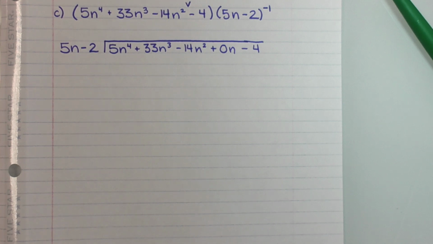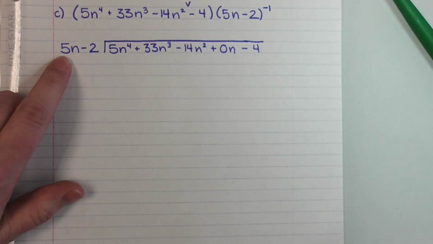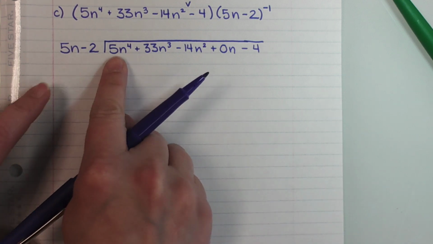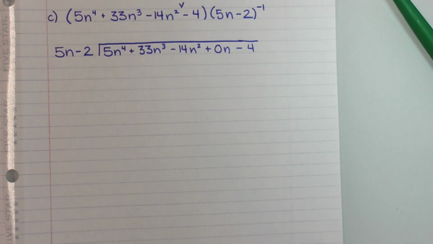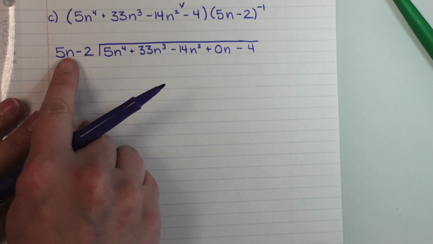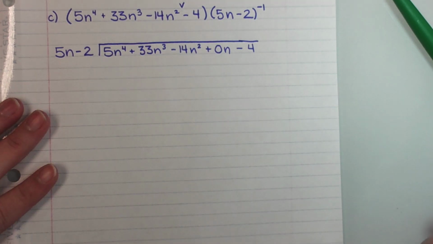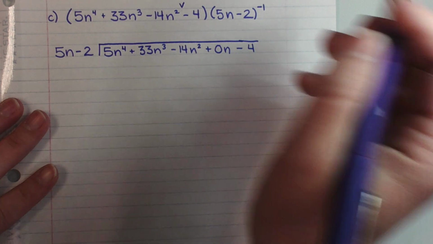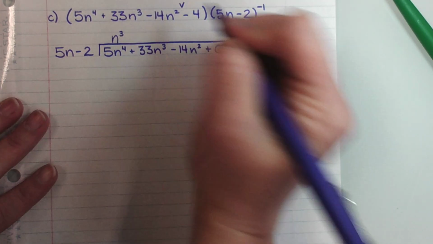Ava Grace, where should I start? Find what multiplies by 5n to become 5n to the 4th. And now, what is that? What multiplies by this to get this? N to the power of 3. Beautiful.